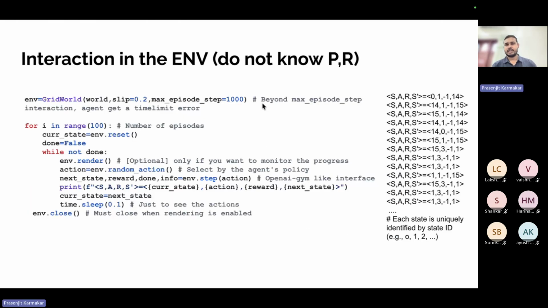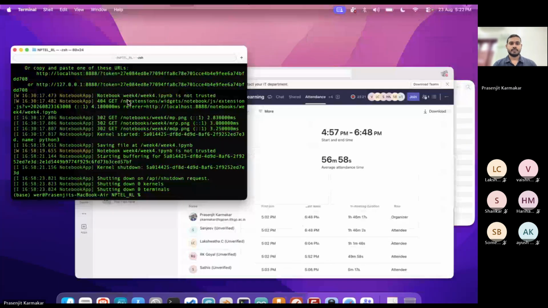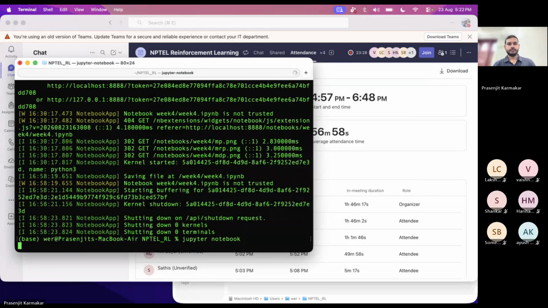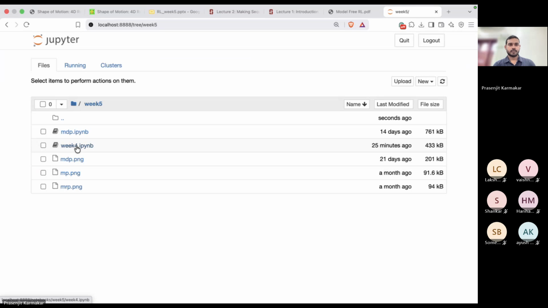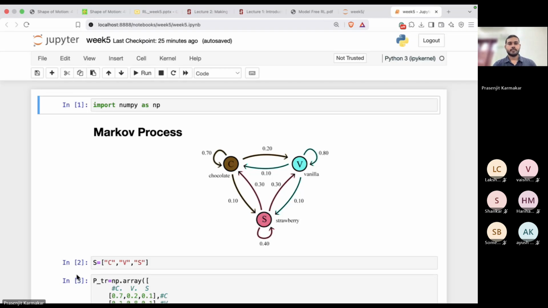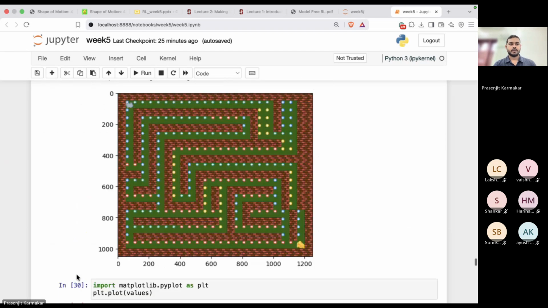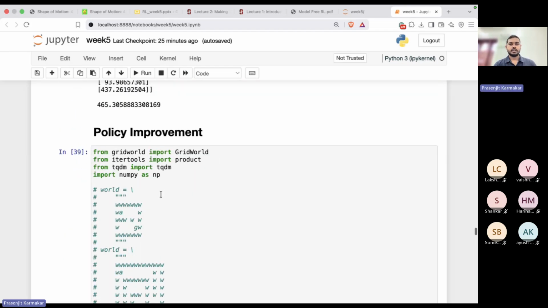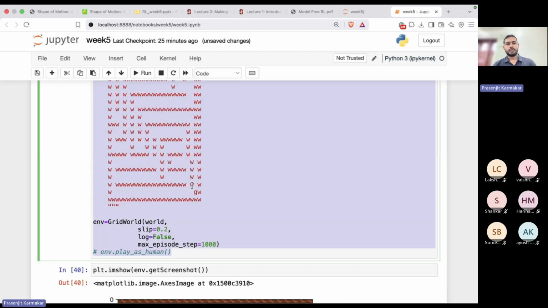Now, we'll see how it works. Let's open up this week's notebook. We'll take the big environment only, right? Let's just take the big environment. Just copy it.